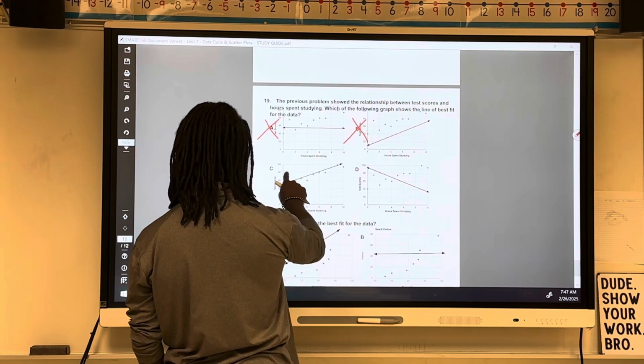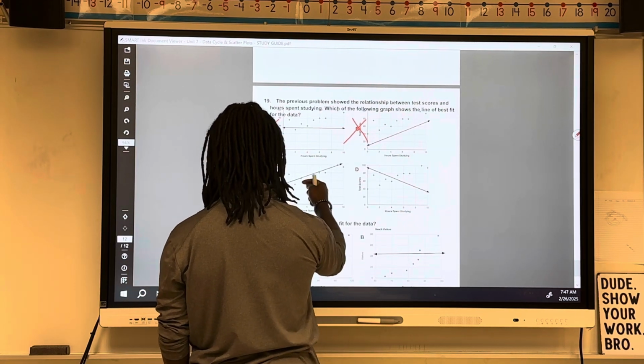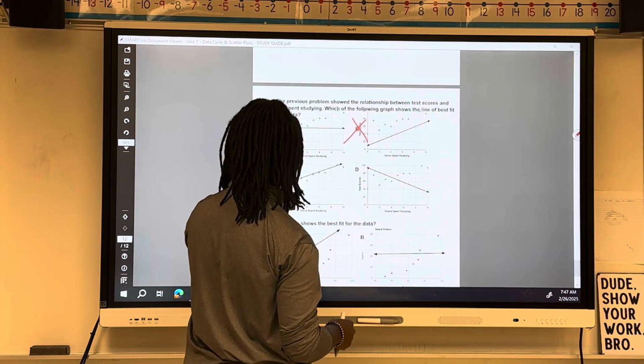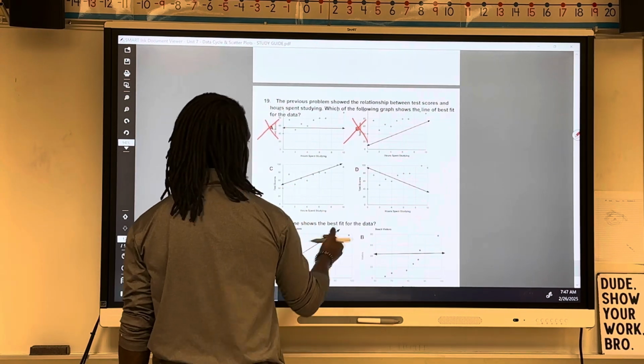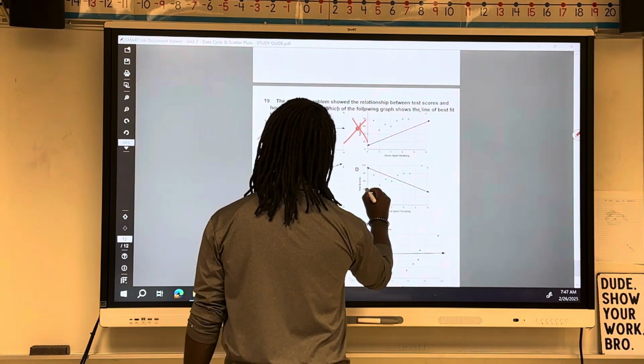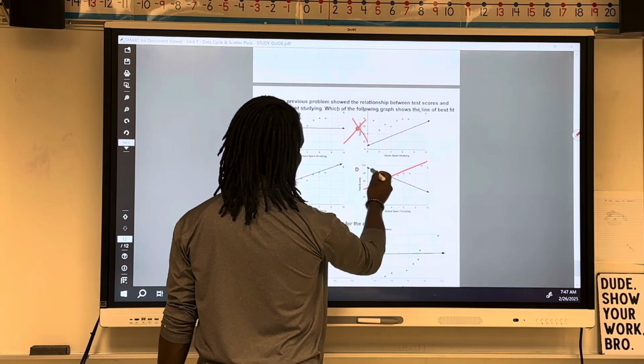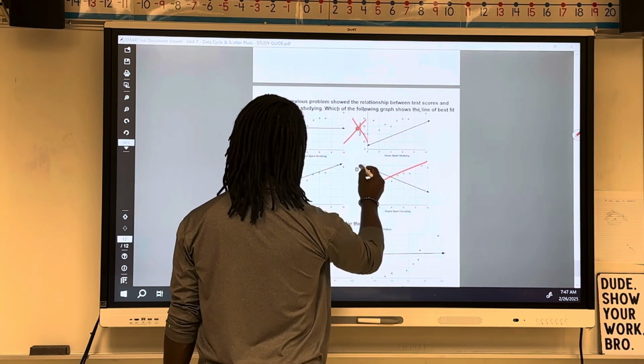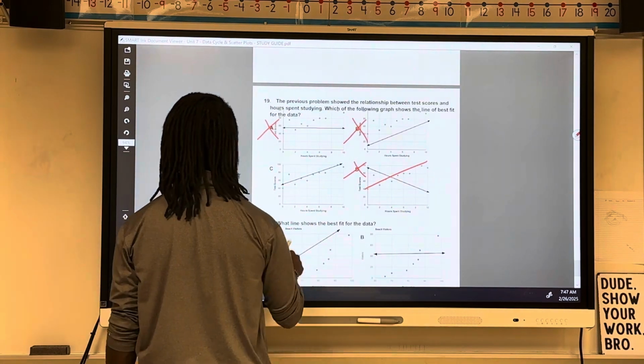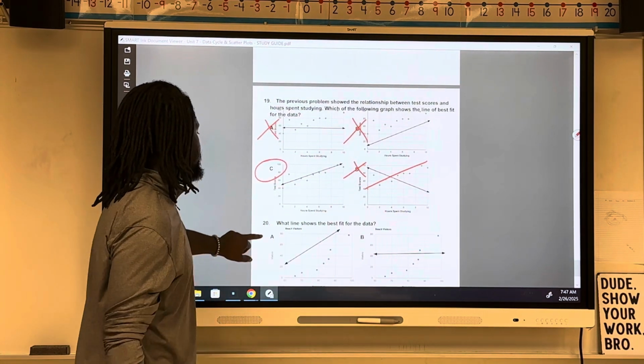There looks like a lot above or below here, but it's also connected to those. And let's look at the last one. Well, this one, the relationship is positive, but the line is going the opposite way, so that can't be right because it doesn't show the relationship. So the answer is C there.